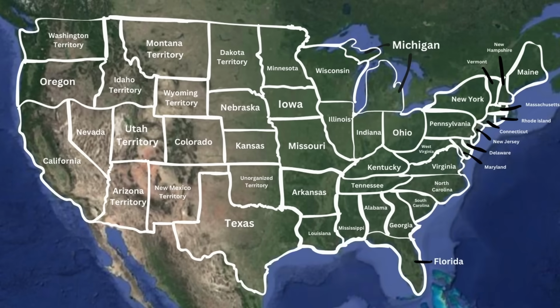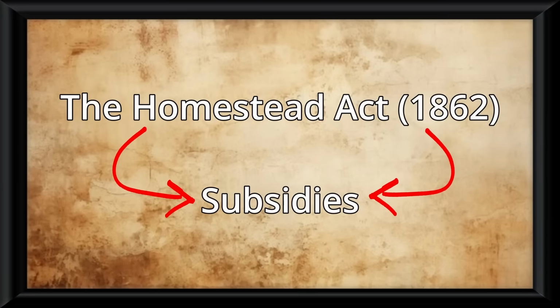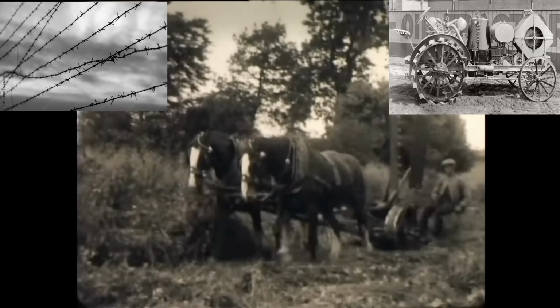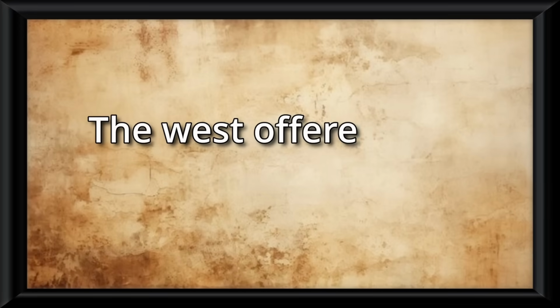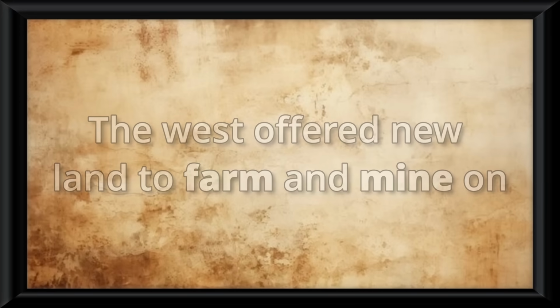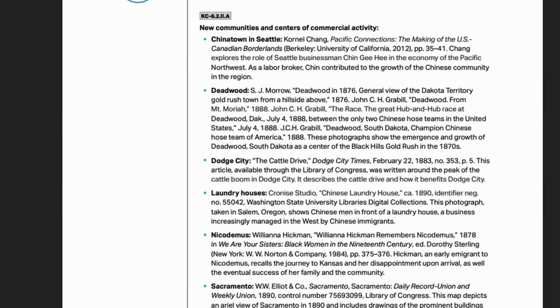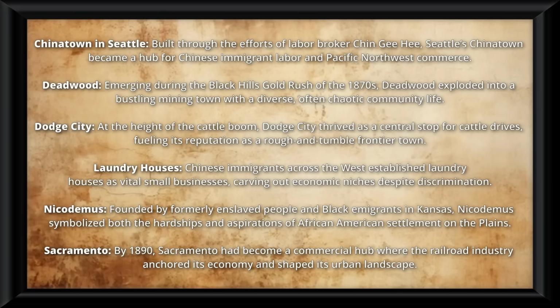It also helped that at this time it was really easy to move west because the government still had the Homestead Act in place, along with various subsidies to incentivize expansion. Farmers got a bunch of new farming innovations like barbed wire and steam-powered equipment. And most importantly, the West offered new land to farm and mine on. With thousands of people moving west, many communities formed. I personally cannot be asked to go over them, but here are some if you really care to read about them. Now here's where things get muddy.